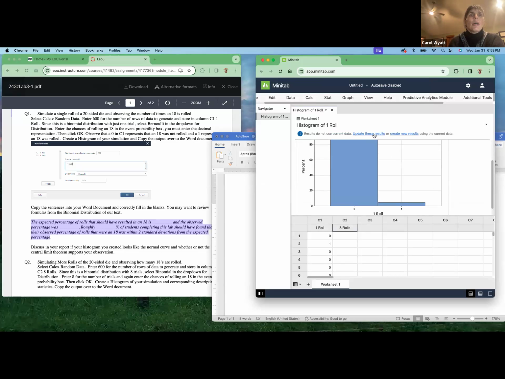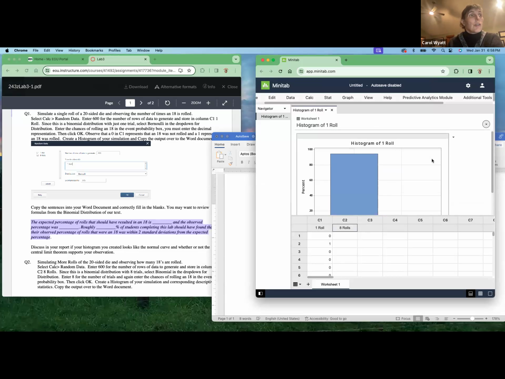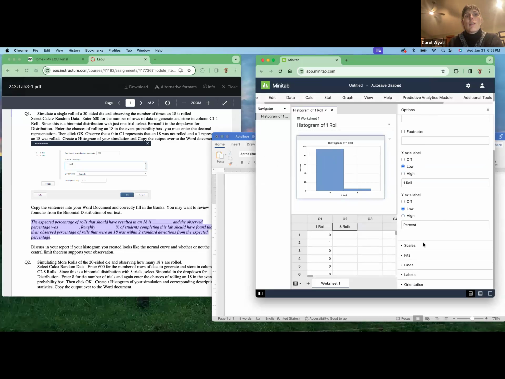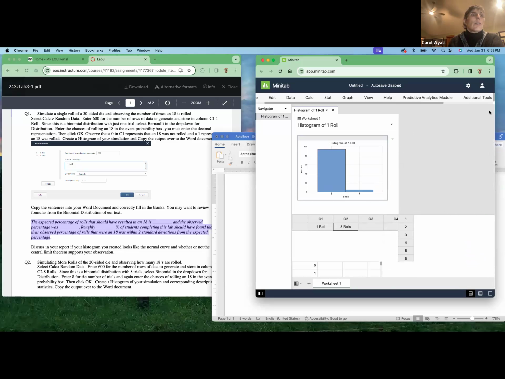Just because I knew that we were going to be using percentages, I went ahead and changed this part right here to percentages by going just like we did in the last lab, graph options, changing the scale down here to percent. So if you go down here and click on percent, that will change the scale to percent.